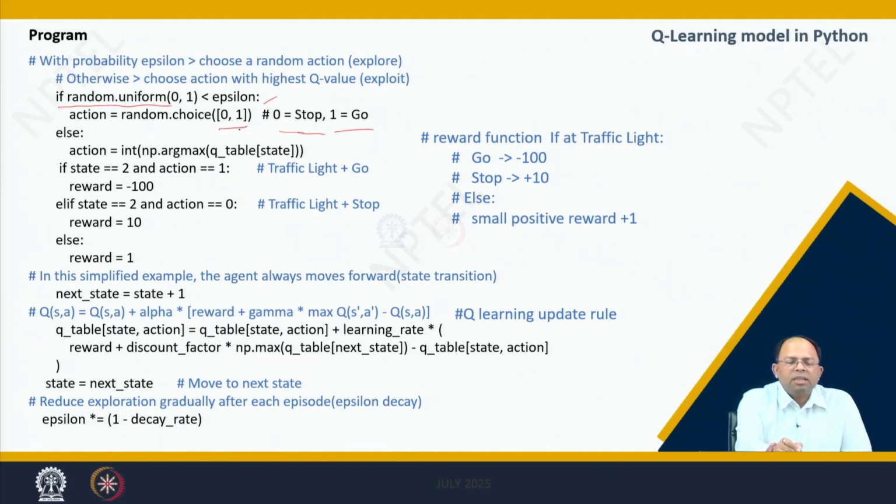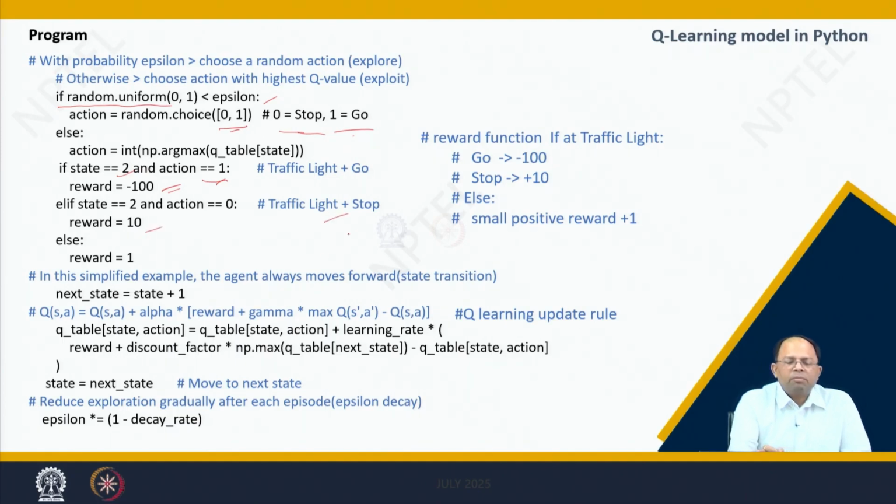Accordingly we are choosing this one. Initially we are choosing things randomly, and then based on the different actions that we are taking, if state is equal to 2 and action is equal to 1, reward becomes -100. That means we have reached the traffic light and the action taken is 1, which is go, then reward is -100. And if state is equal to 2 and action is equal to 0, reward is 10.